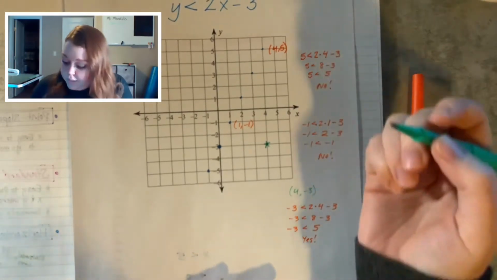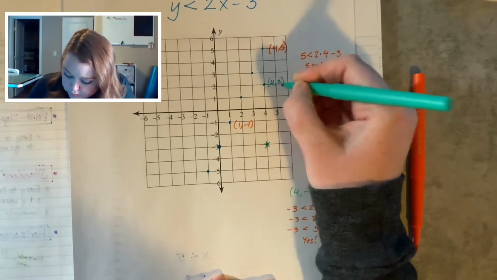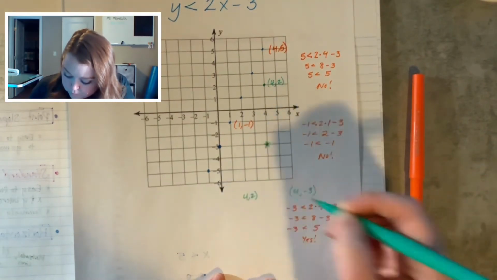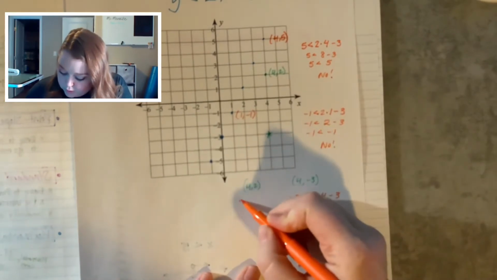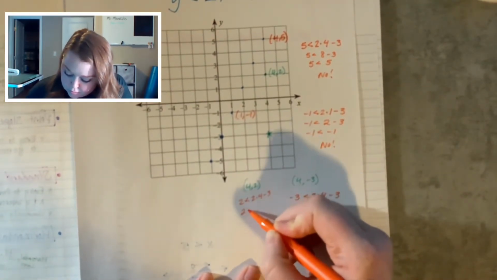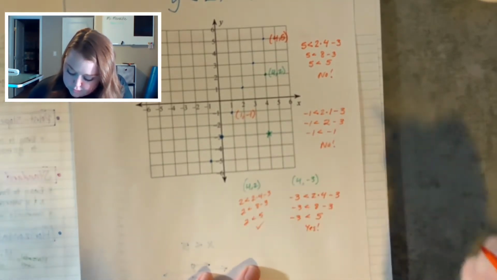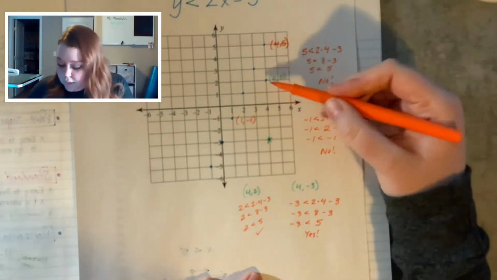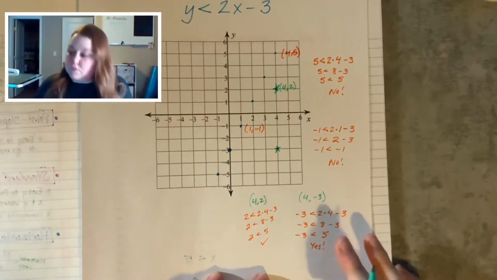Let's plug in another point. Let's plug in this, (4, 2). If I plug that in, that would look like 2 is less than 2 times 4 minus 3. 2 is less than 8 minus 3. 2 is less than 5. Yes, that is true. So that is a good solution.